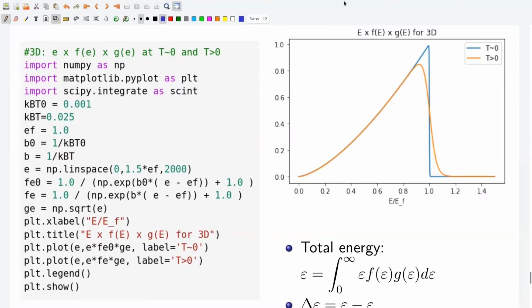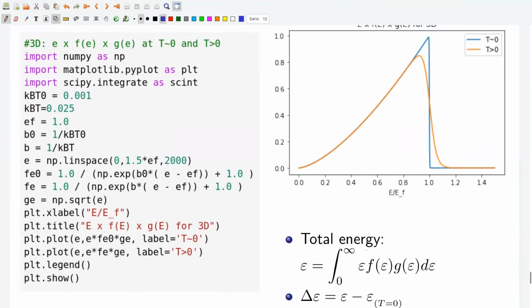Total energy can be calculated by finding the area under the curve E times Fe times Ge. Two of them, one at a temperature very close to 0 and another at room temperature, are shown in this diagram. The energy difference can be calculated by finding the difference of the area under the curve shown in orange and blue color. The code given here is going to generate the plot as shown in this slide.